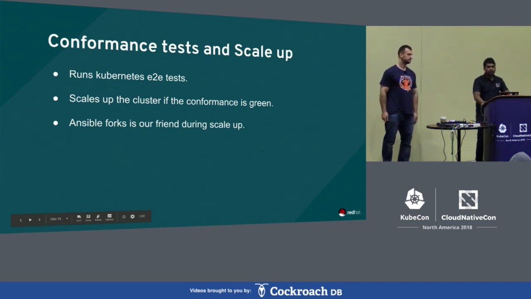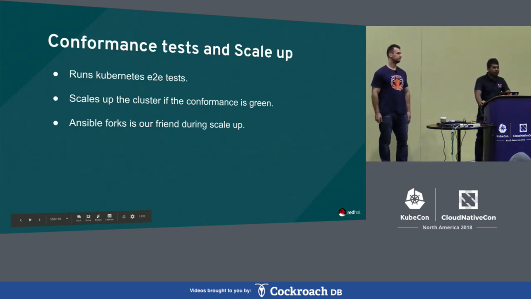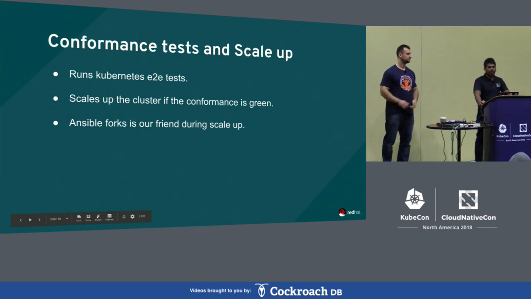The OpenShift installer is Ansible based, so we usually set the number of forks to 50 for the tasks to run in parallel and speed up the scale-up time.